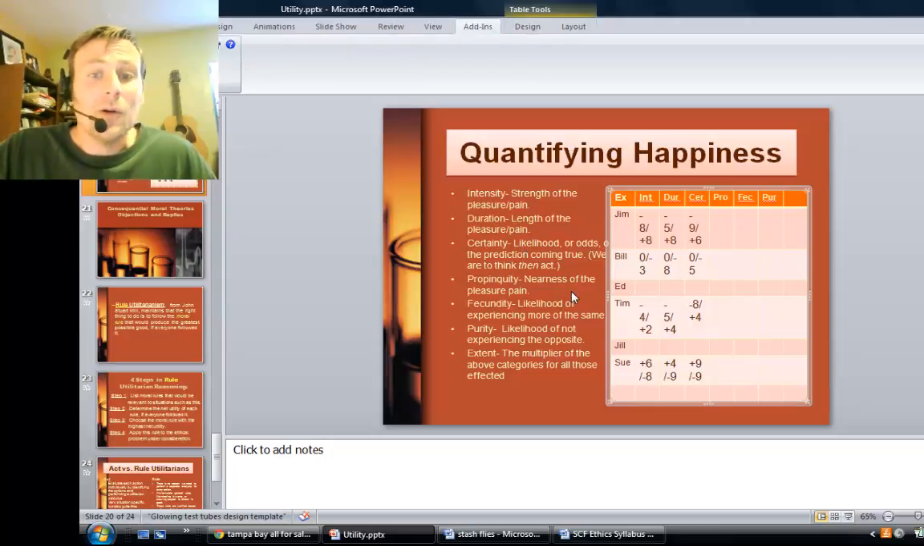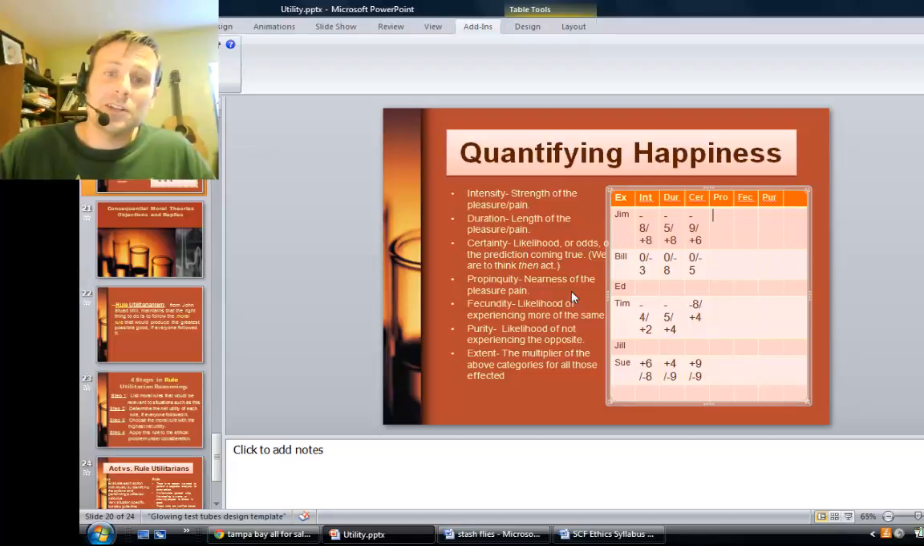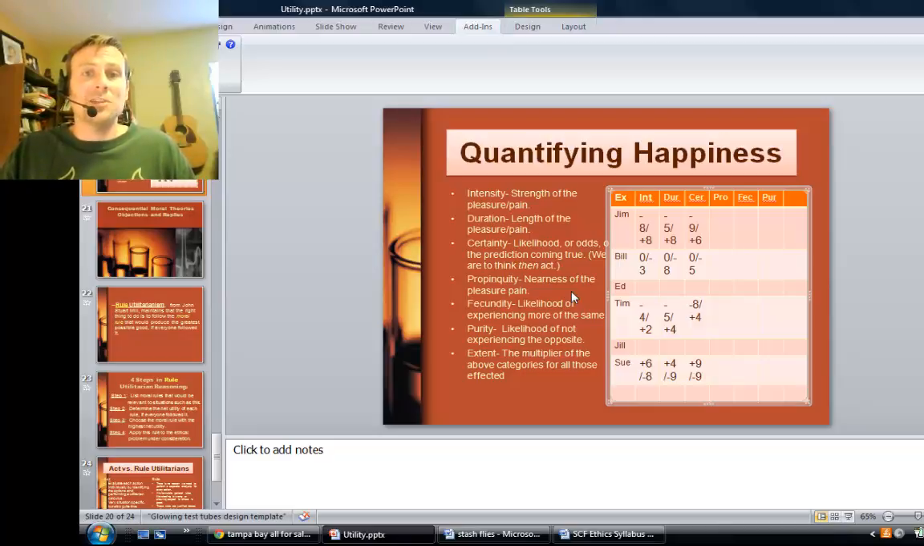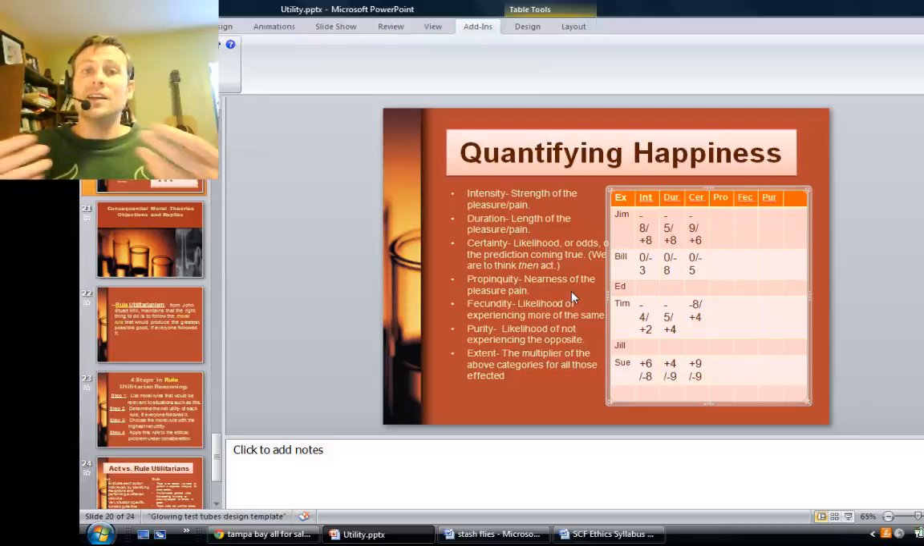Okay. Now, although we've made predictions about what's happening and how long it's likely to last and how sure we are about it, there are some other things we want to consider as well. For instance, how close is this experience? Because we value pleasure and pain that happens more immediately higher. That is, a pleasure or pain we experience right now is more important to us than a pleasure or pain we experience a year from now. So propinquity, you can think of it more like proximity, I guess would be a more contemporary word for it. What's the proximity of the pleasure or pain to our current experience?